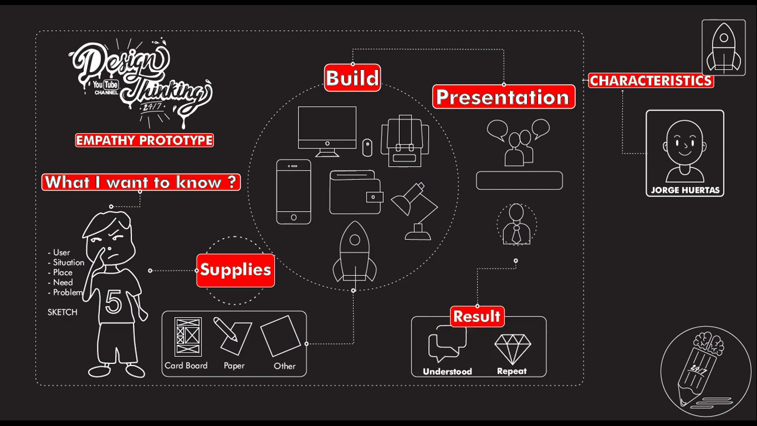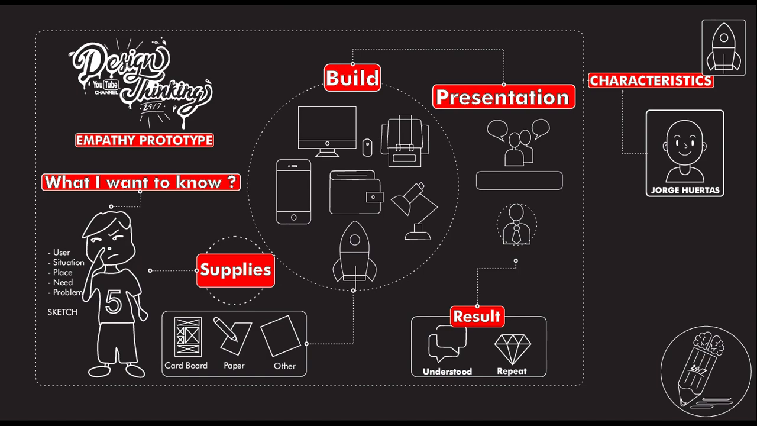After that, we have a result, and basically we will have two scenarios. The first one is that we understood. We understood why the user is behaving the way they do. We are understanding the situation. We are understanding the place that is being looked at. We understand the need that we are working on, or we can understand the problem.